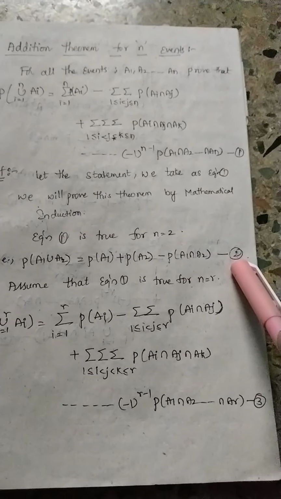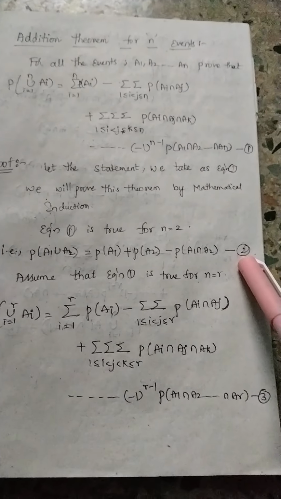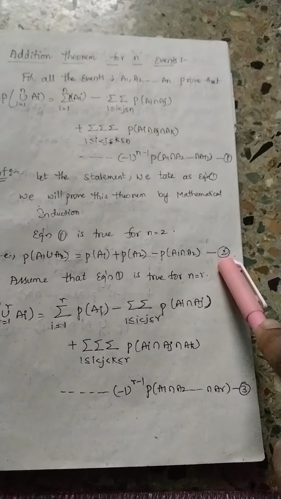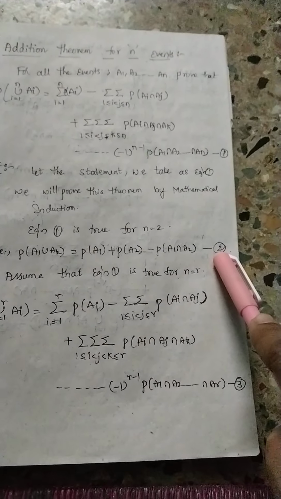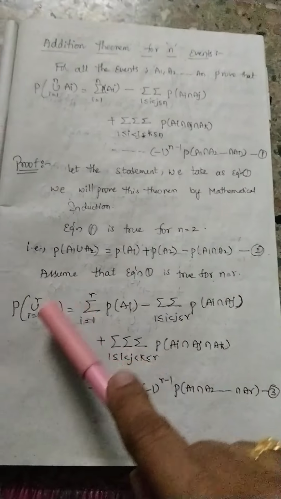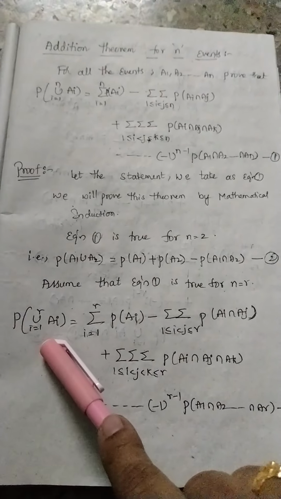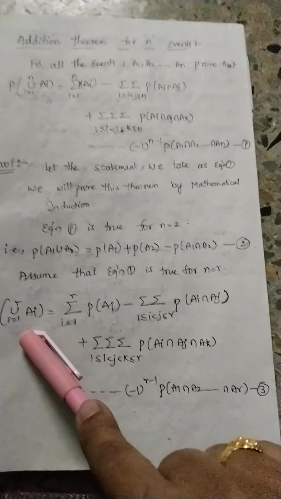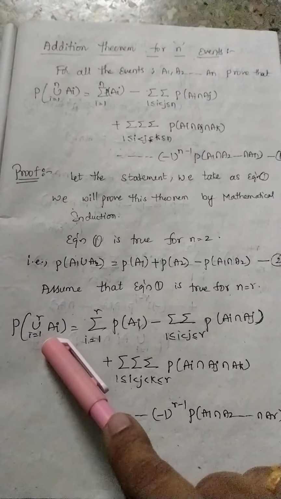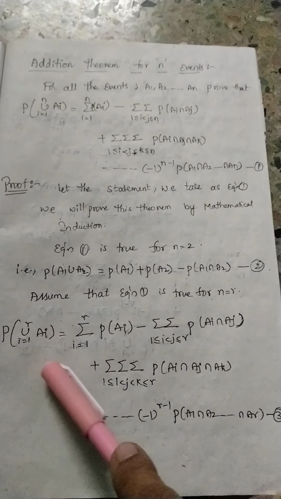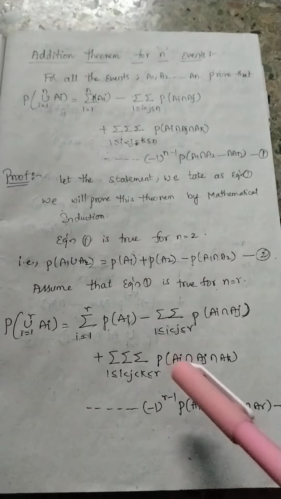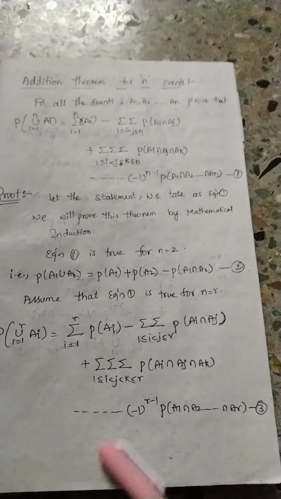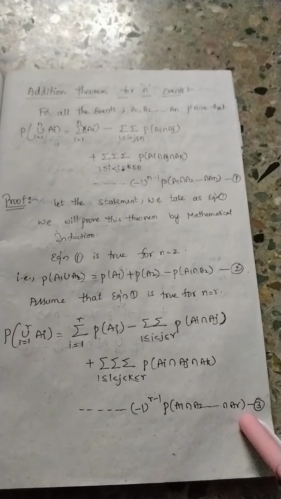Now the next step is to assume that equation 1 is true for n equal to r. That means you are going to assume that it is true. That is your second step for proving by mathematical induction. Now, in the place of n, we are going to replace it with r. That is, probability of union i equal to 1 to r of Ai equals the same expression, wherever you have n in your first equation, we are going to write r. Let it be taken as equation 3. Moving on towards the next step.